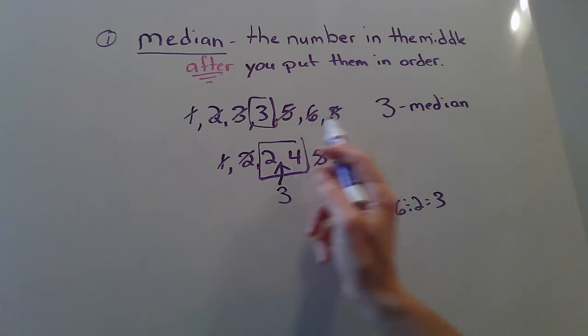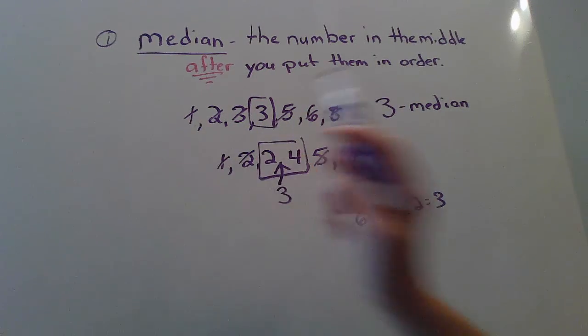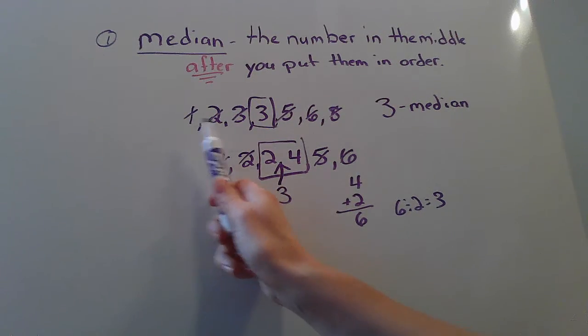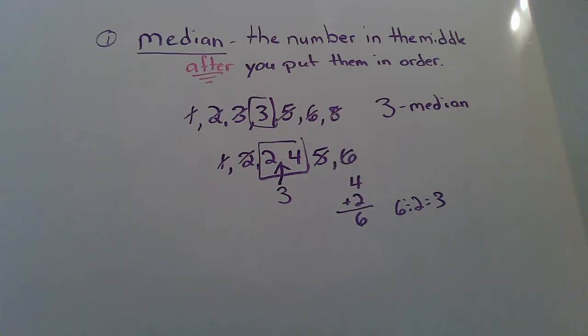Hopefully you're lucky and you get an odd set of data and there will be one left in the middle. But that's how you find median. You list them in some kind of order and then you find the one in the center, in the middle. Okay, so that's median.